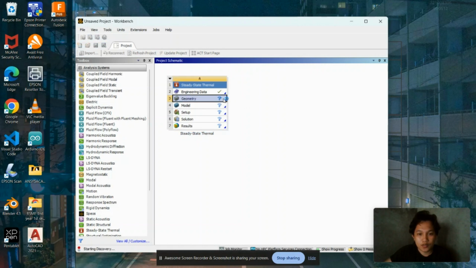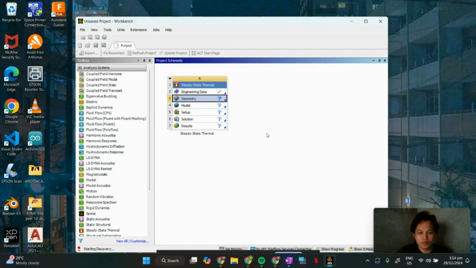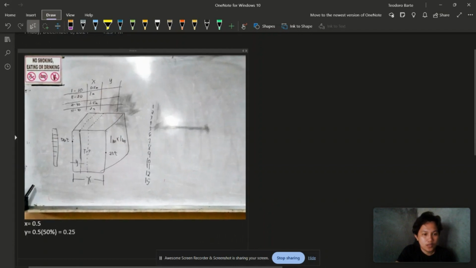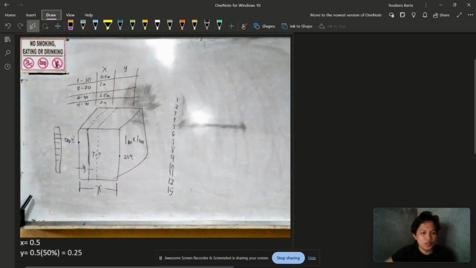First, we're going to make our object. In this case, I'm going to do it directly in ANSYS. We're going to wait for a bit. The scale given should be, we'll check the parameter first.